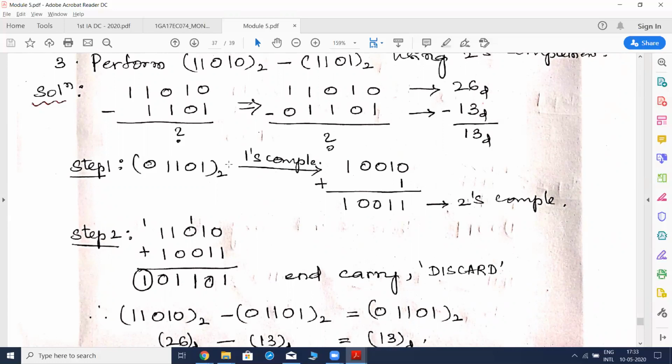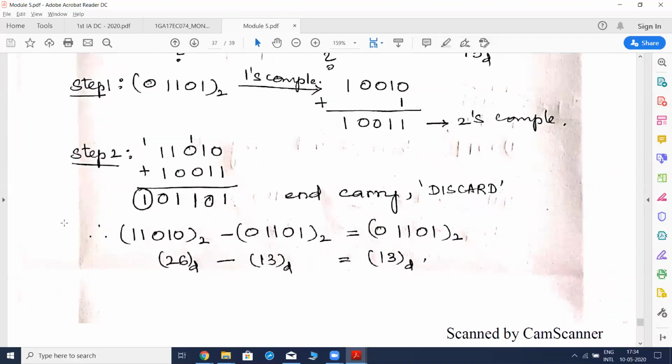Okay, our subtrahend is 01101. So the 1's complement of it is 10010. When we add 1 to it, 0 plus 1 is 1, and here it is 1, 0, 0, 1. So 10011 is the 2's complement of the subtrahend.